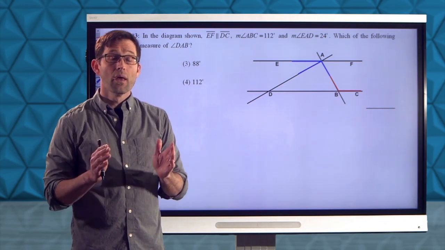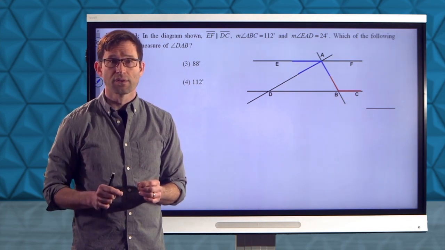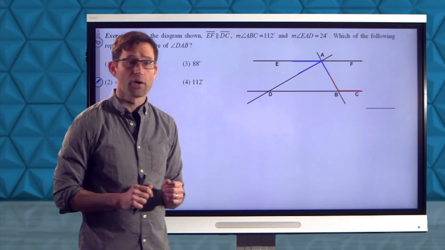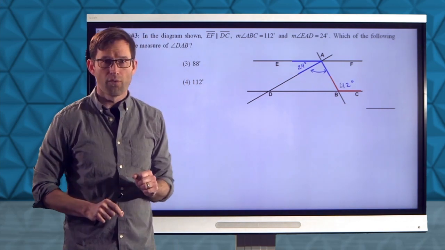All right, let's go through it. Now, one thing that's really, really important is that you're able to properly identify the angles that they're talking about. So let's mark it up on our diagram. We're told that the measure of angle ABC is 112 degrees. That's this angle right here. And the measure of angle EAD is 24 degrees. That's this angle right in here. And we want the measure of angle DAB. That would be this angle right in here. All right? So that's the one that I'm looking for.